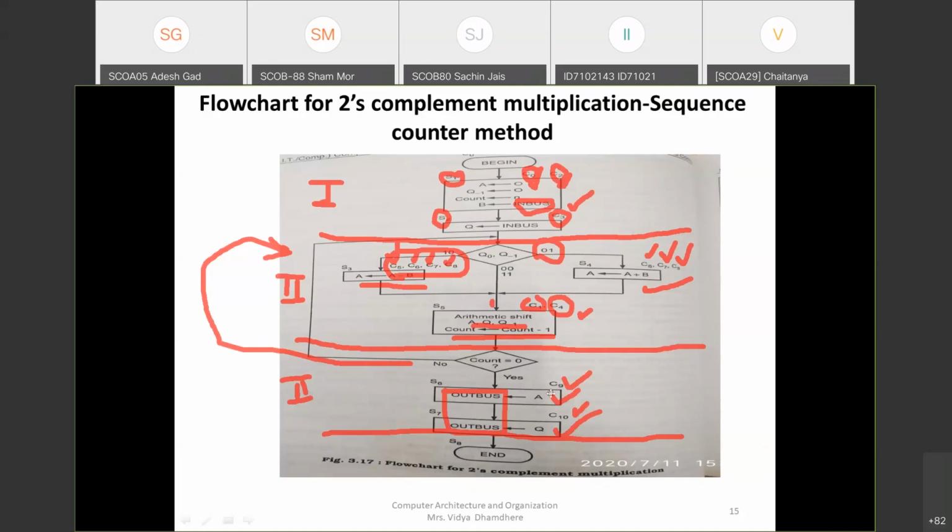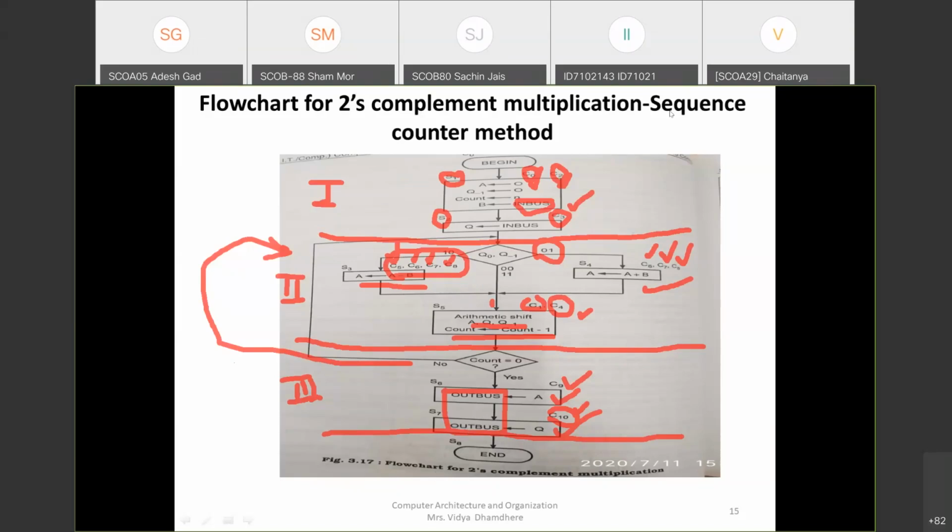Whenever you are moving the A register to the out bus, that time the C9 control signal is generated, and whenever you are moving the content of Q register to the out bus, that time the control signal C10 is going to be generated. And after performing phase 3, we will end that particular operation. If the counter is equal to 0, then only we can perform the end operation. That will be the sequence counter method.